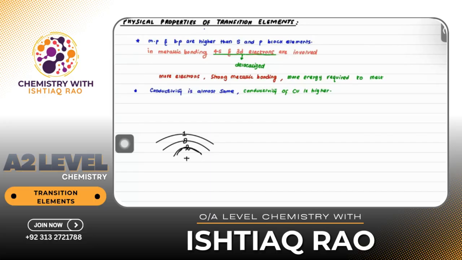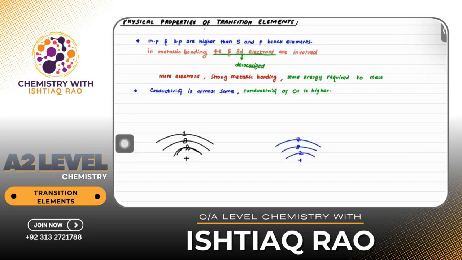Same goes for chlorine, as you can draw the electronic structure. In the first shell, you would see two electrons, in the second shell eight electrons, and in the third shell seven electrons. As we go across the period, I mean from left to right in the periodic table, the total number of shells remains the same.